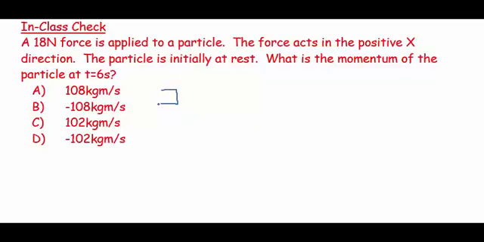So here's my particle, and 18 newtons is the force applied to it. It's in the positive direction. And the particle is initially at rest, so I can say v_i is equal to 0 meters per second. And I can say t is equal to 0 seconds.